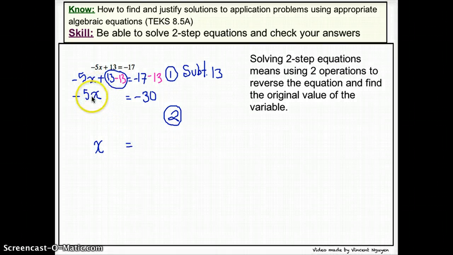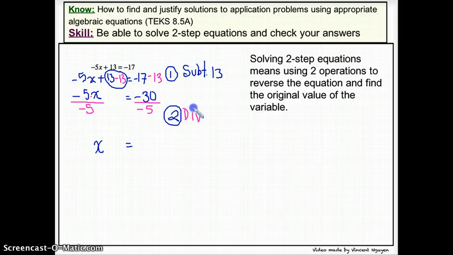So again, if you cover up this x with your finger, you will see that you would have to get rid of this negative 5. Again, opposite operation or reverse operation. Right now you have negative 5 times x. The only way to undo this operation is to divide by negative 5. If you divide by negative 5, you will get x by itself. So that's what I'm going to do to both sides of the equation. So I'm going to write down divide by negative 5.